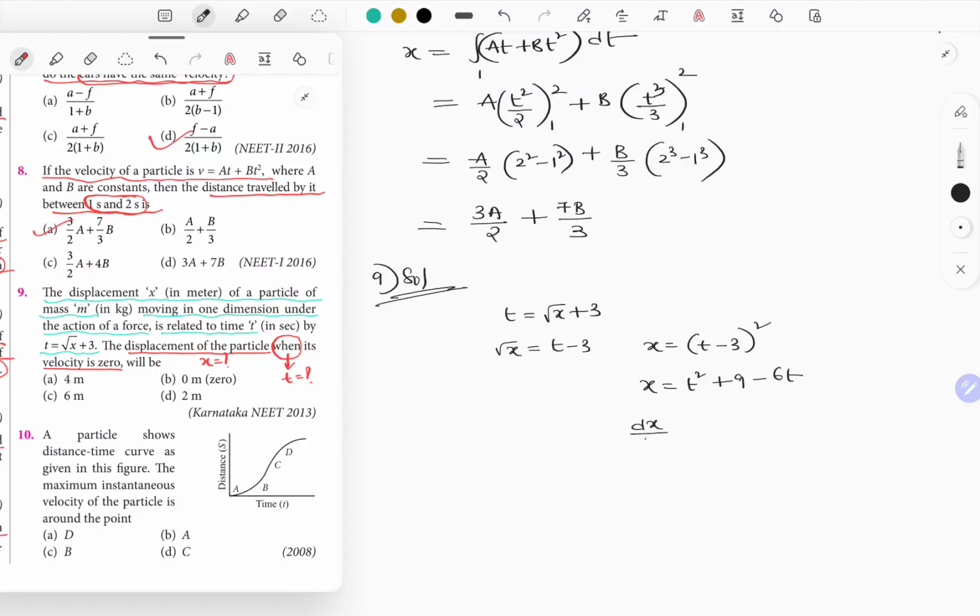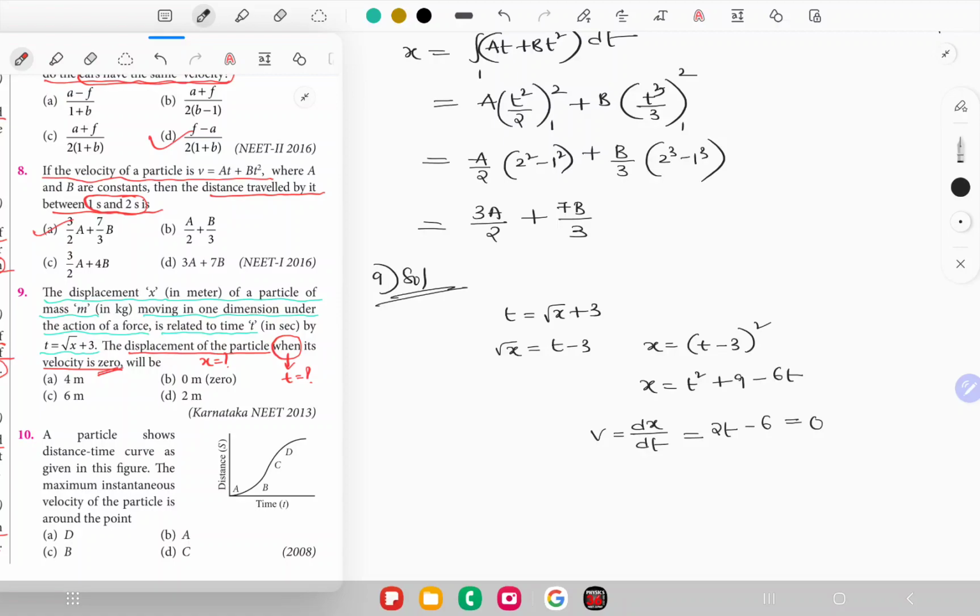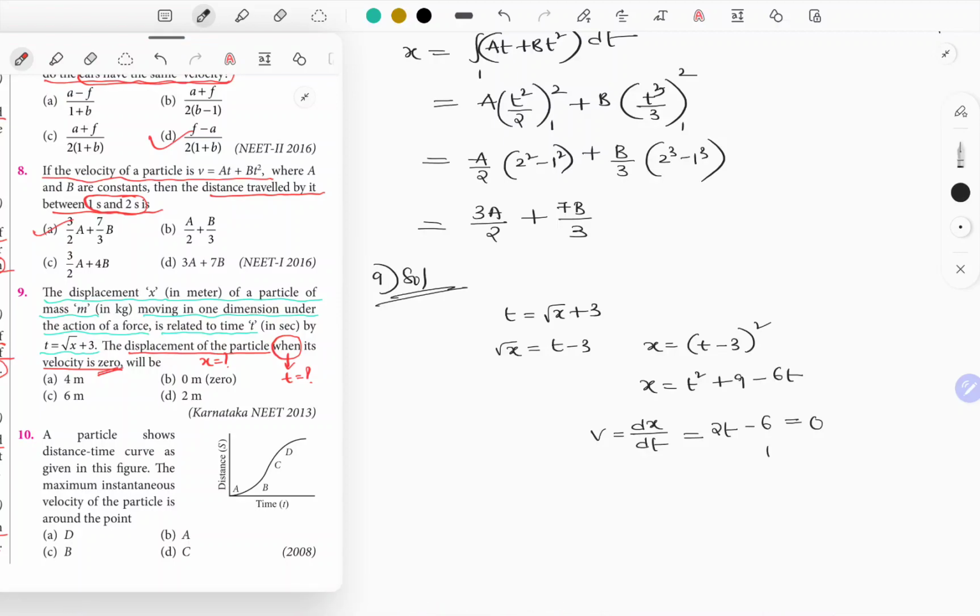So dx by dt will give us velocity, which is equal to t square differentiation, which is going to be 2t. 9 is a constant, so its differentiation is 0. 6t differentiation is minus 6, which is equal to 0. They have given in the question itself that velocity is 0, that's why we equated it to 0. So from this, t is equal to 3 seconds, you are going to get.